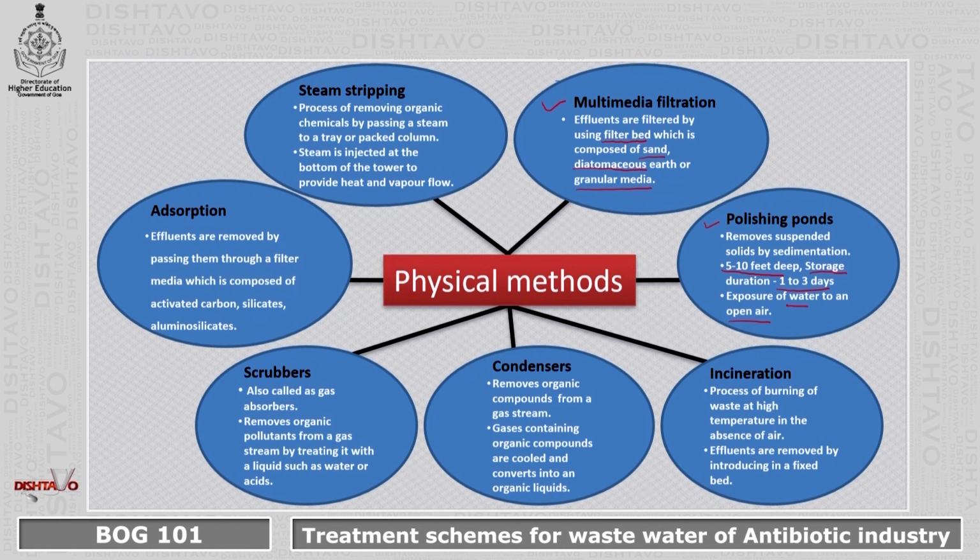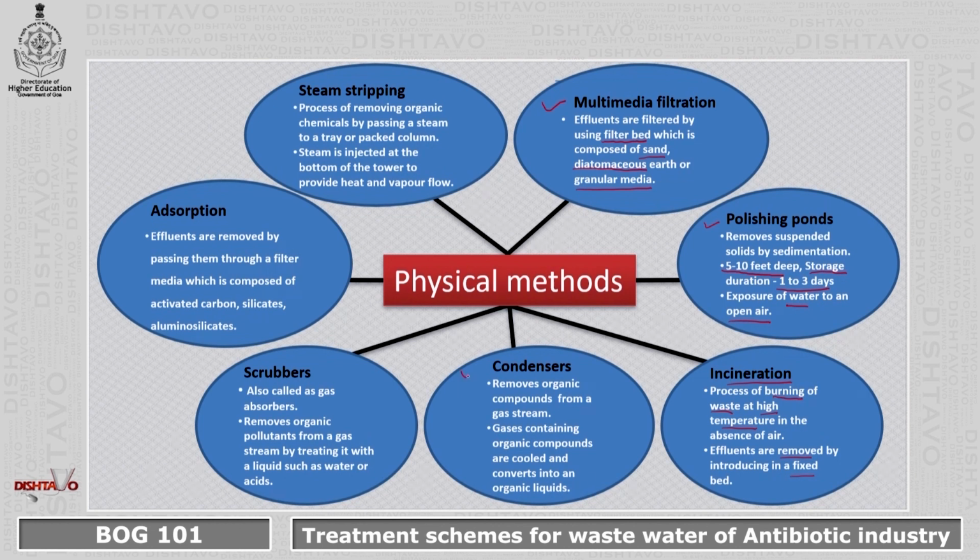Here, aquatic plants, weed-eating plants, and invertebrates are also introduced into the polishing ponds to absorb or consume any particulates present. The next is incineration. It is used to remove the organic compounds from the wastewater. It is a process of burning of waste at a high temperature in the absence of air. Here, the effluents are removed by introducing them into a fixed bed. The effluents are burned by combustion and the remaining water vapor is discharged into the atmosphere.